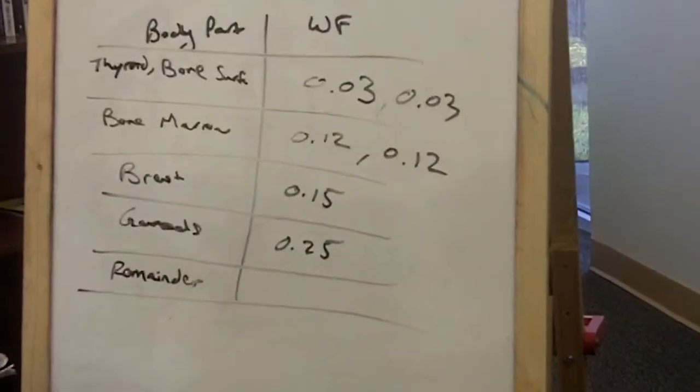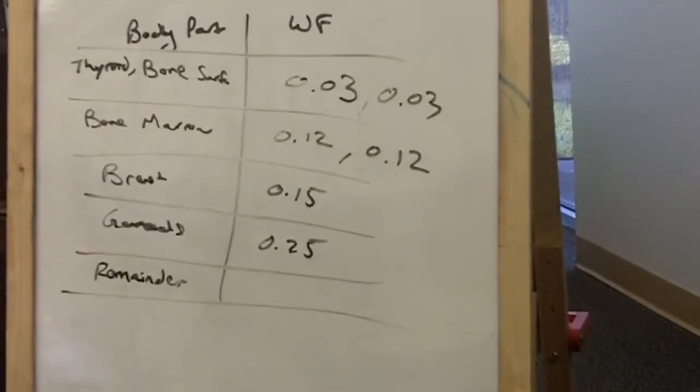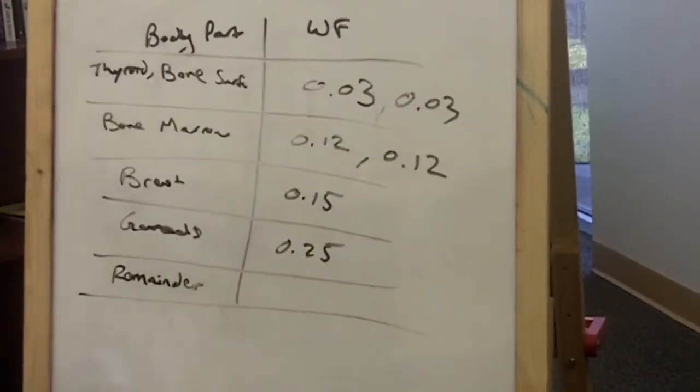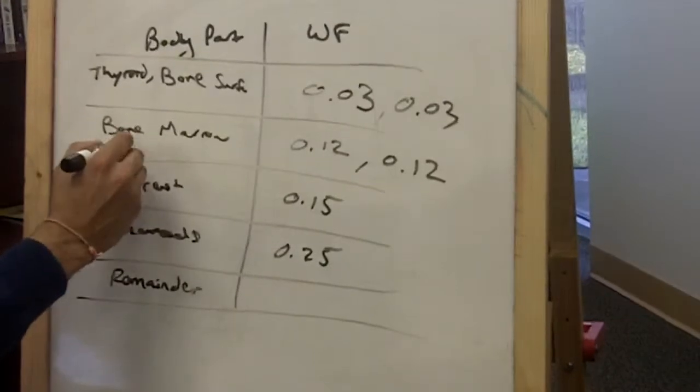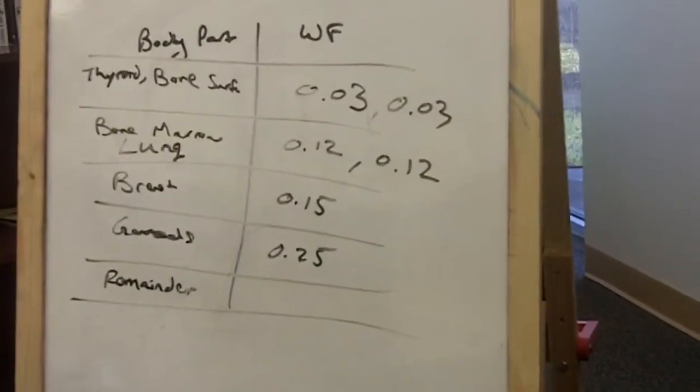Bone marrow, 0.12. We have bone marrow and 0.12. But what are we missing? Bone marrow and what? Lung. Bone marrow and lung. Thank you, Andrew.